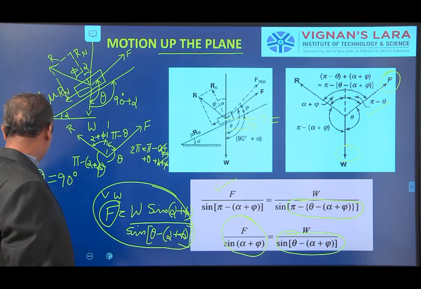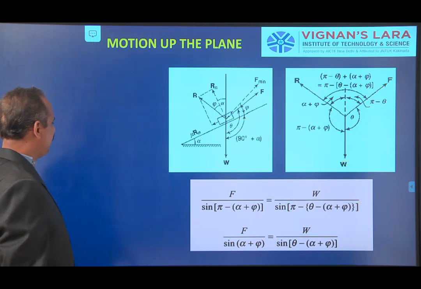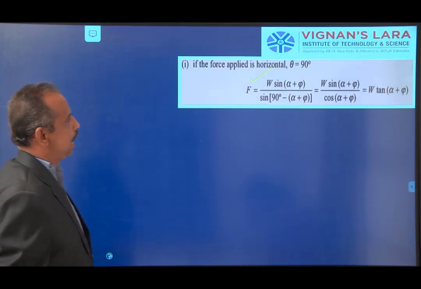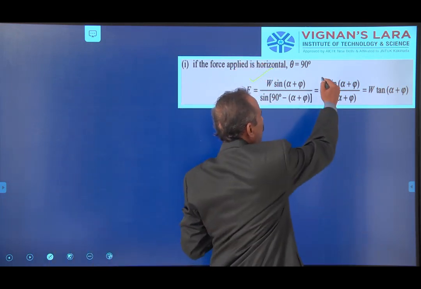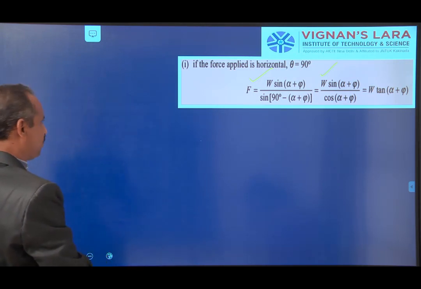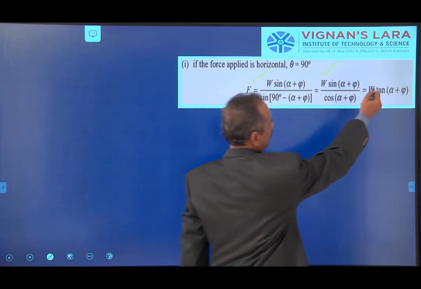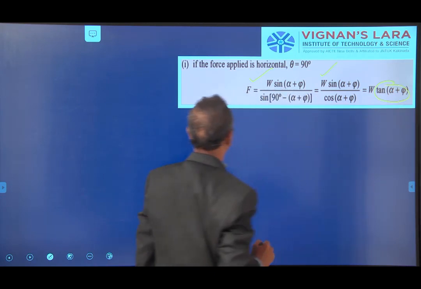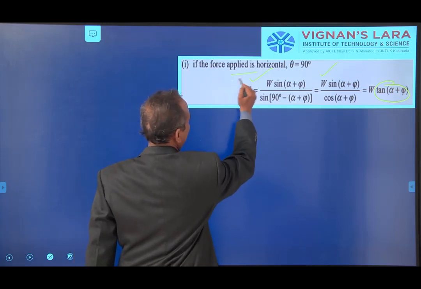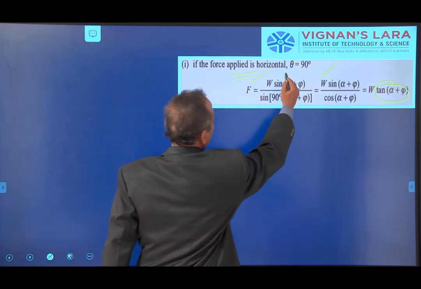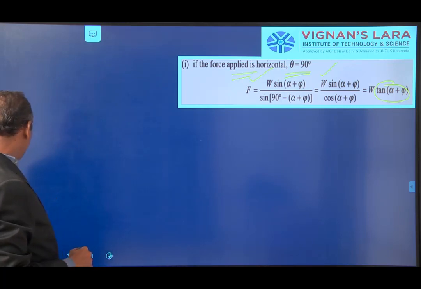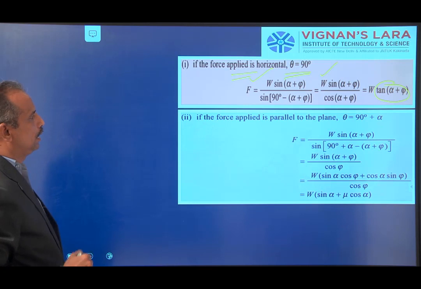You are aware that sin(90 minus theta) is nothing but cos theta, so this becomes cos(alpha plus phi). So W sin(alpha plus phi) by cos(alpha plus phi) will give you sin by cos, tan: W tan(alpha plus phi). This is case 1, when the force is applied horizontally and theta automatically becomes 90. In the previous equation I have substituted, and then I get that.